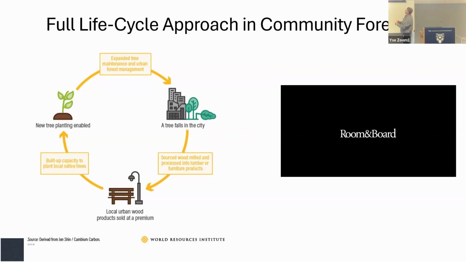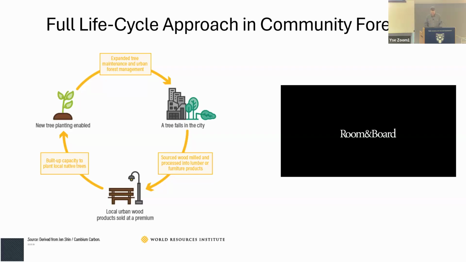And so the notion is that a tree falls in the city. It does happen. We may or may not hear it. We source that wood, milled and processed into lumber or furniture products. We make stuff. We then can use that to build up capacity to plant local native trees. We have new tree planting enabled. And then we have expanded tree maintenance and urban forest management, like thumbs up, whole cycle, right? And we are investing in the inevitable that trees will die. And what we want to try to make inevitable is that we plant more trees and we take care of those trees. So it's a full funding cycle as well.